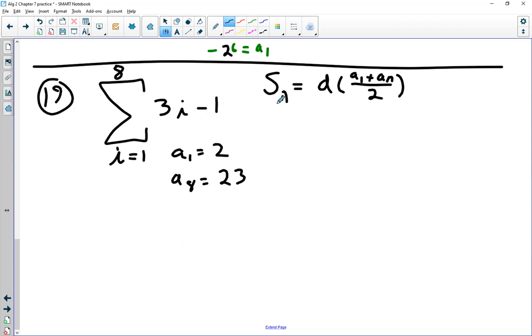So for this equation, how do you know A of 8 is 23? 8 times 3 is 24, minus 1 is 23. I just plug 8 in here. So I want to find the sum at 8, which means it's going to be.